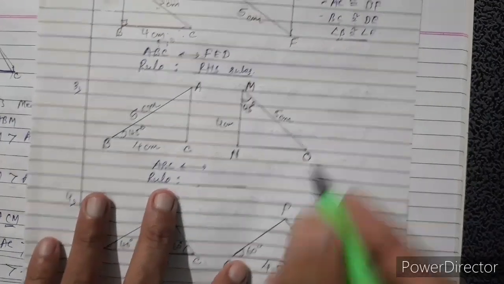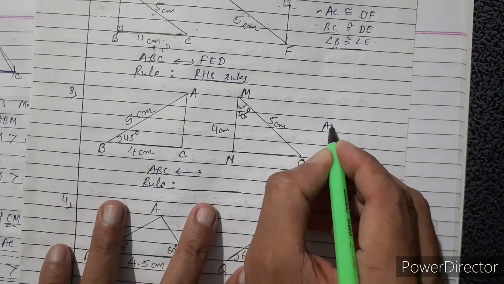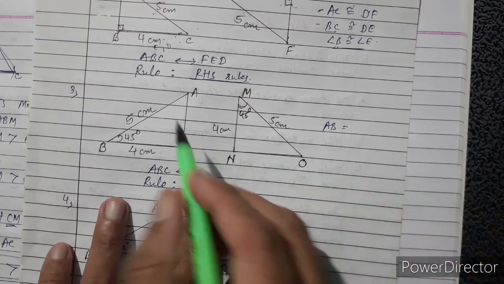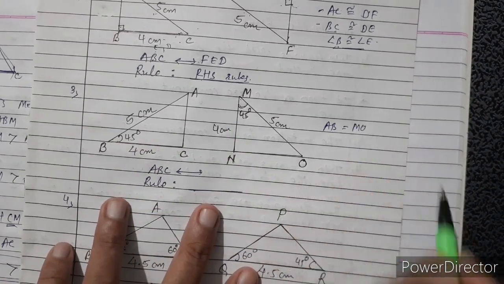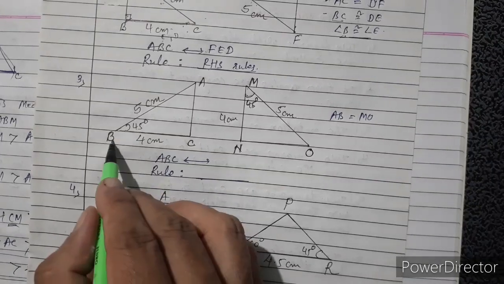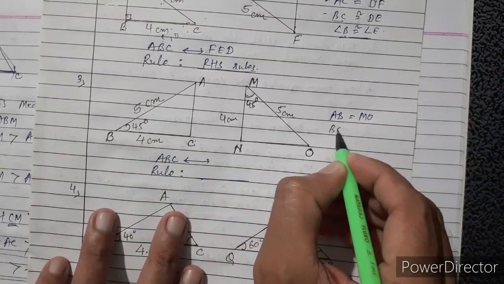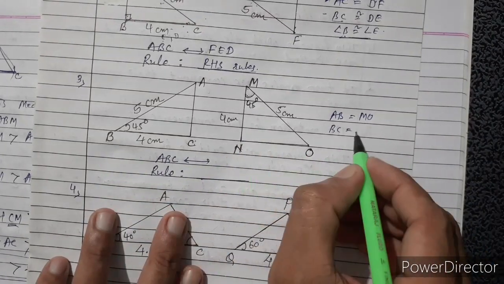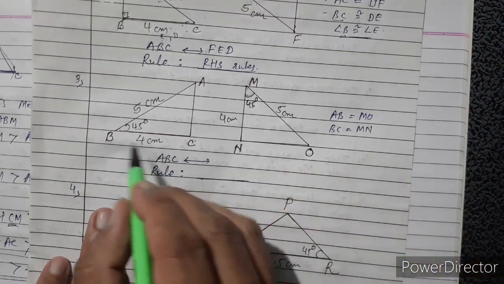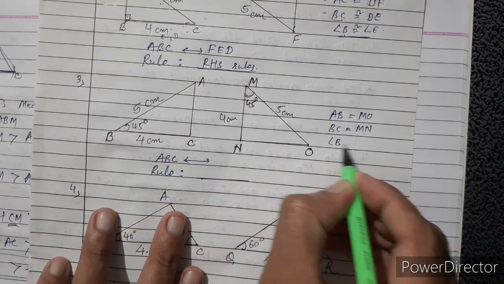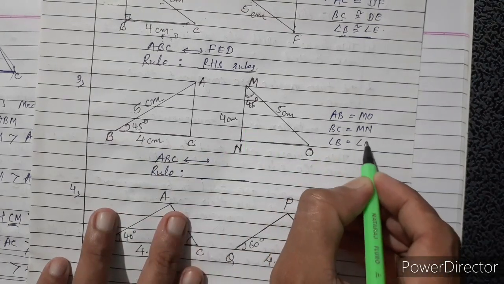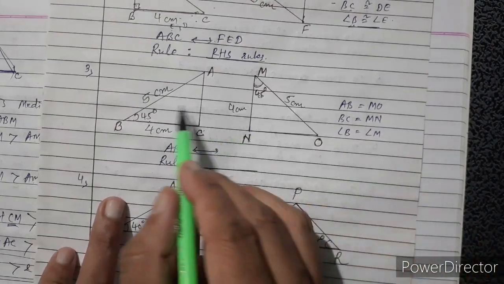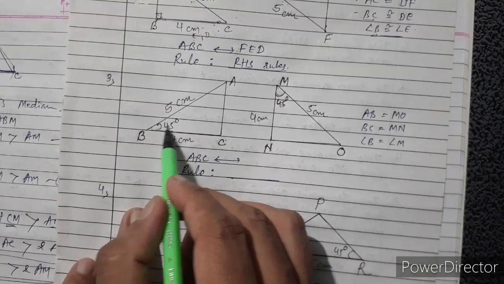Next one. Here what is given? Look, AB is 5 centimeter. Here MO is 5 centimeter. Okay. Here BC is 4 centimeter. Same MN is 4 centimeter. And here angle B is 45 and M is 40. Means B equal to M. Okay. So two sides and included angle is there.